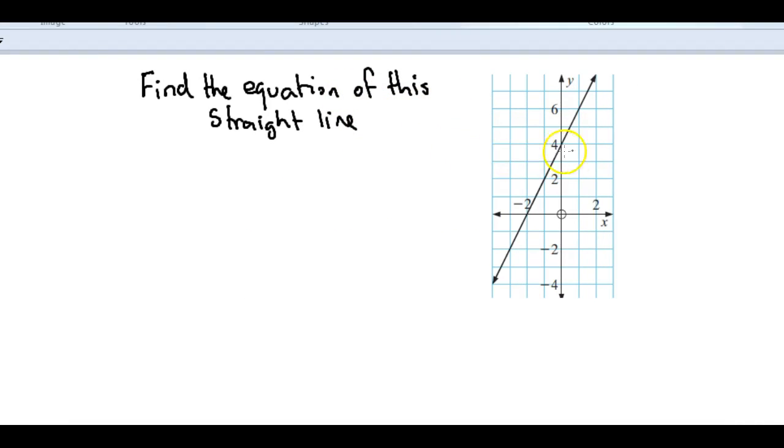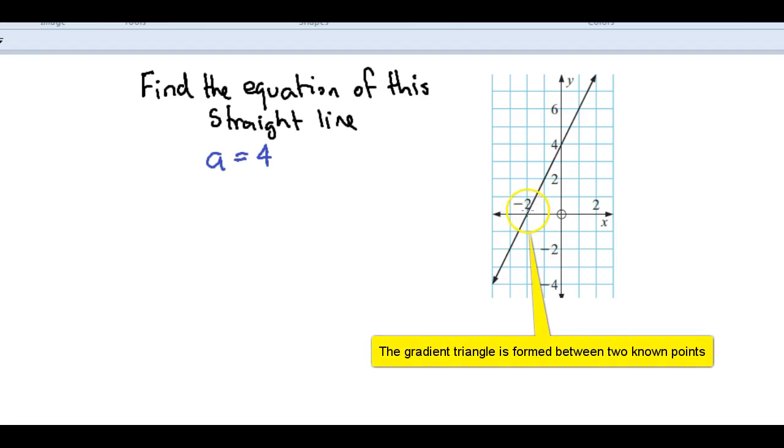So in this example, we're going to find the equation of this straight line. The first thing we're looking for is the y-intercept a. So if we look at the graph, it crosses the y-axis at 4. So a equals 4. Now we're looking for a second piece of information. If we look at the graph carefully, we can see that it crosses the x-axis at -2. And knowing that, we can see there's a right angle triangle we can draw.